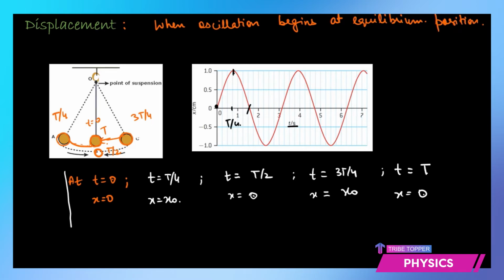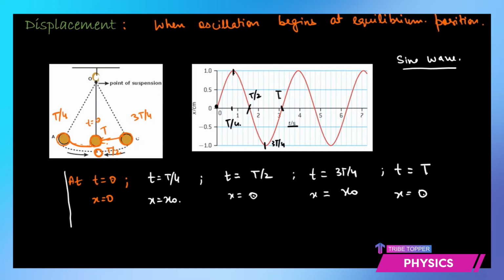Then at T by 2, I reach 0. Then at 3T by 4, I reach the other extreme. And at full T, I reach back. So one oscillation completed. When you plot it graphically, you get a sine wave. You've learned about sine wave in trigonometry. So this is a sine wave which represents the motion of your simple harmonic motion here.